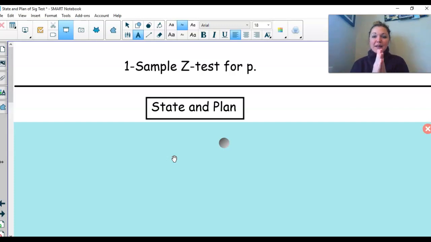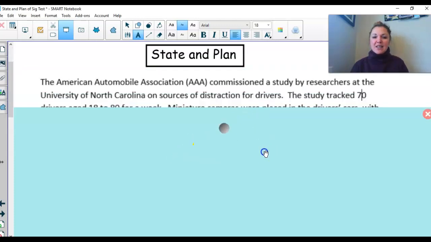Okay. All right. So what we did yesterday with this one sample z-test for P is we learned just the state part. There are 4 parts to it. Today we're going to add on the plan part. So without any hesitation, let's get going.